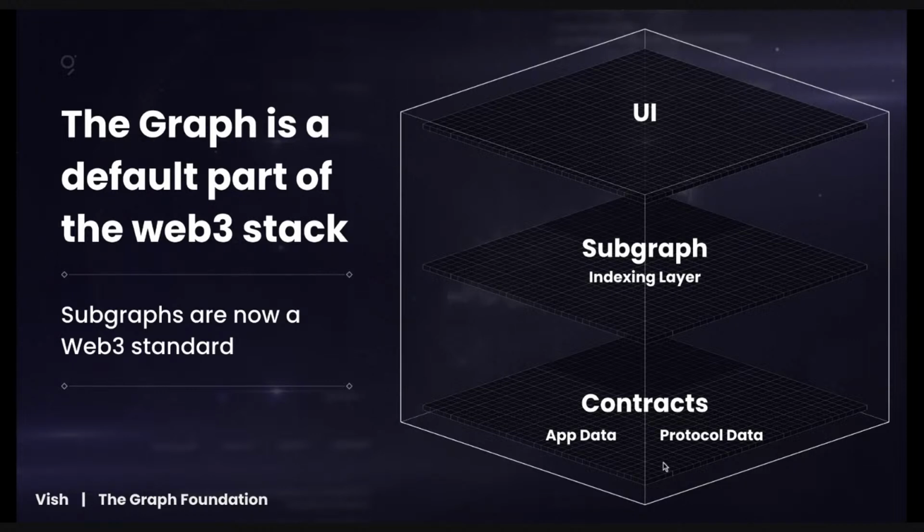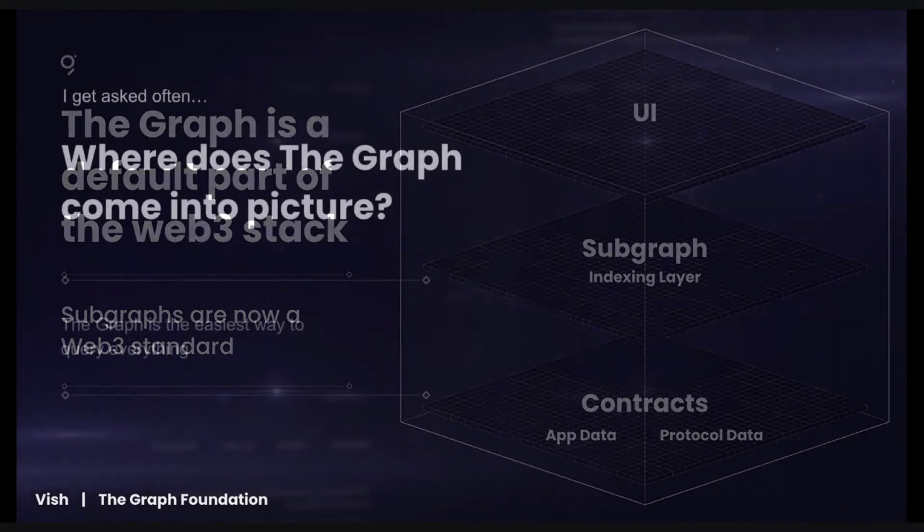So with subgraphs as the main API layer that sits between your UI layer and your data layer, which is basically all of your decentralized data from smart contracts, the graph is quickly becoming a default part of the Web3 stack. And subgraphs with that are now becoming a Web3 standard for indexing and querying blockchain data.